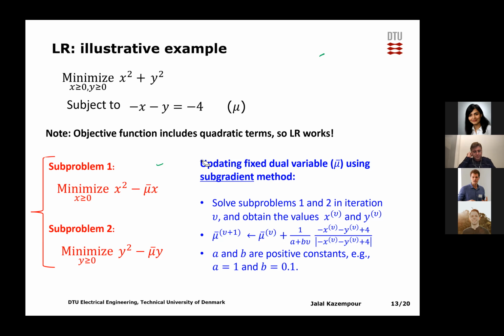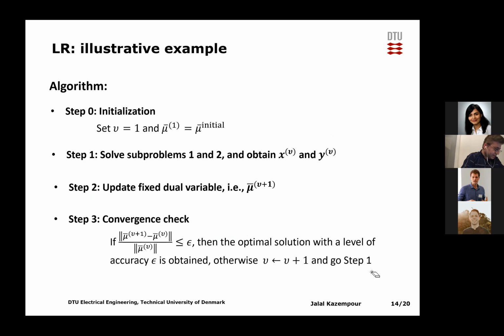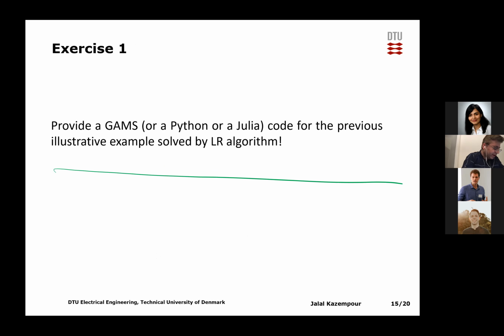Thank you. Good. Let's continue. So here we check the change of mu. Also, I would say we have to check the residual value for the constraint. So that's what I should also add to the slides. As an exercise, please provide a code. It could be in GAMS or Python or Julia for this example, and try different step sizes and see how it impacts your convergence rate, your convergence speed.